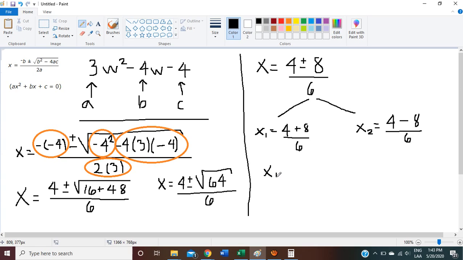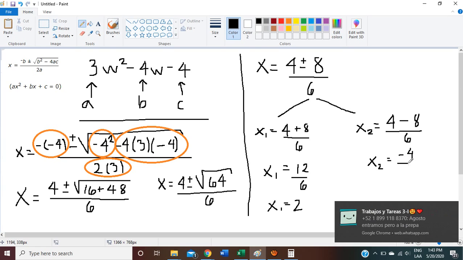So x1 equals 4 plus 8 equals 12 divided by 6. So x1 equals 12 divided by 6 equals 2. This is our first answer. Our second answer, x2, is going to be 4 minus 8 equals negative 4 divided by 6.